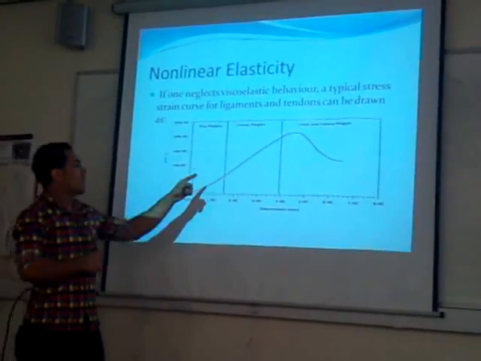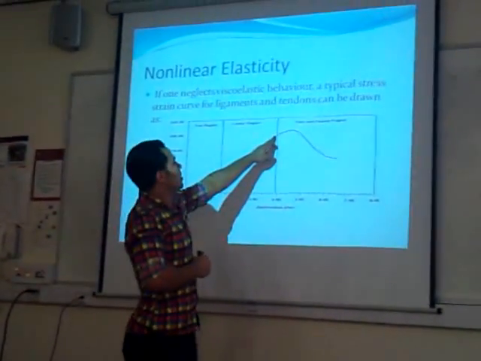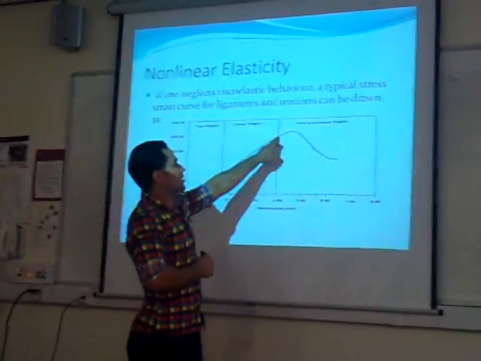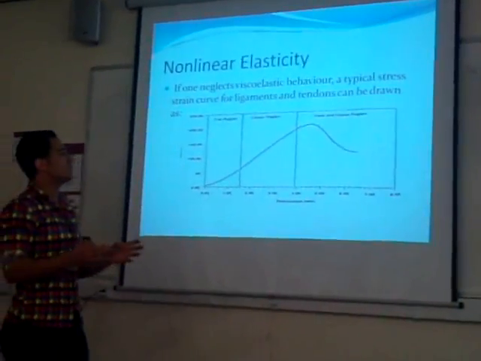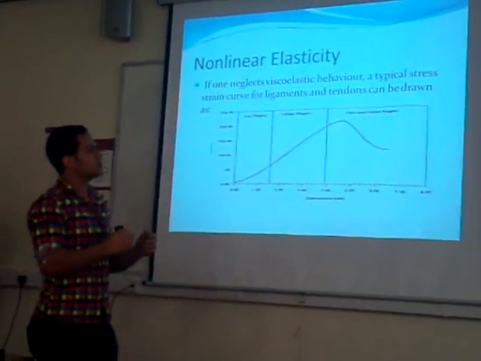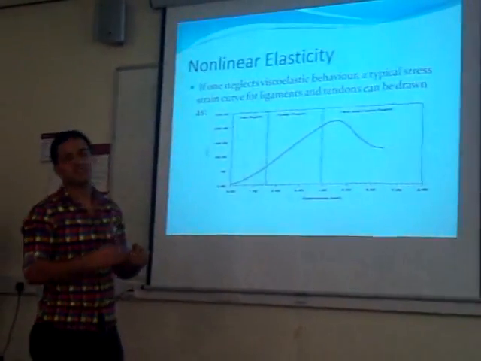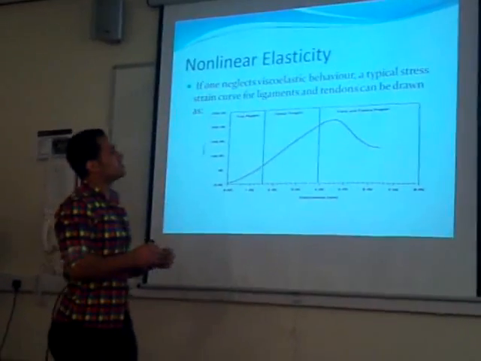And then after that, we reach the failure point. After the tendon or the ligament passes its failure point, it starts deformation, and it is more like absorbing tensile energy. The ligament starts to fail.